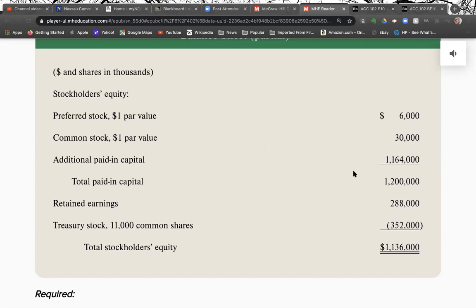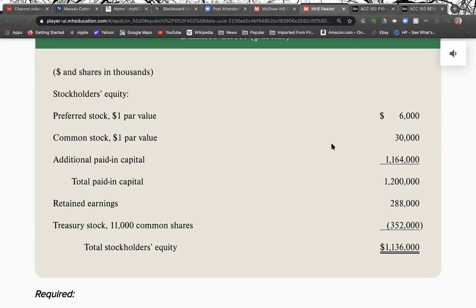So total paid-in capital, 1,200,000. What does that mean? That our stockholders gave us $1,200,000 in exchange for their stock. And a certain amount of that came from the preferred, and a certain amount of it came from the common.